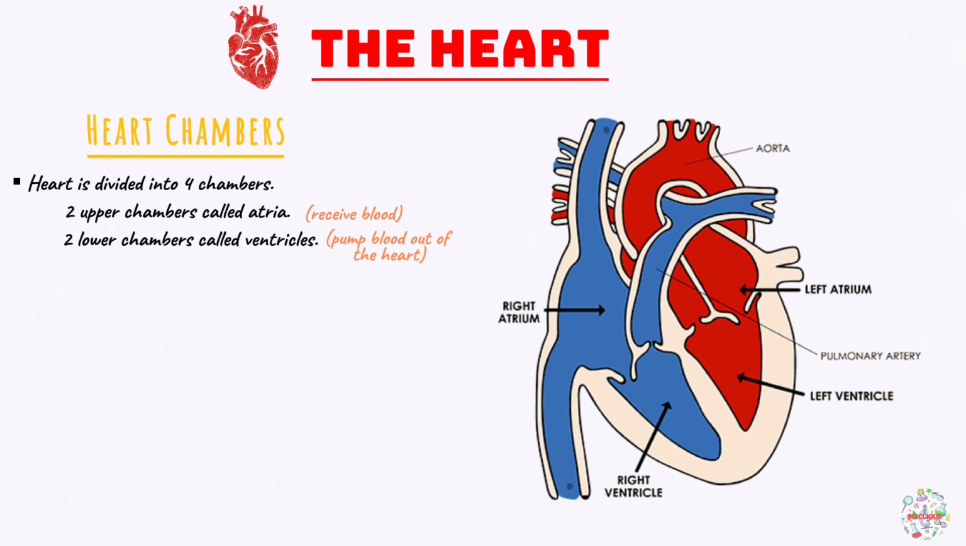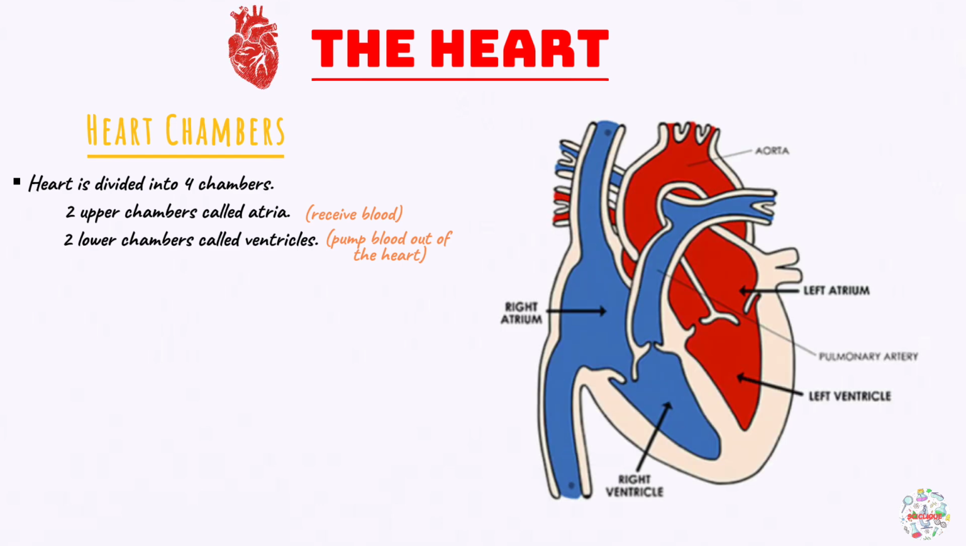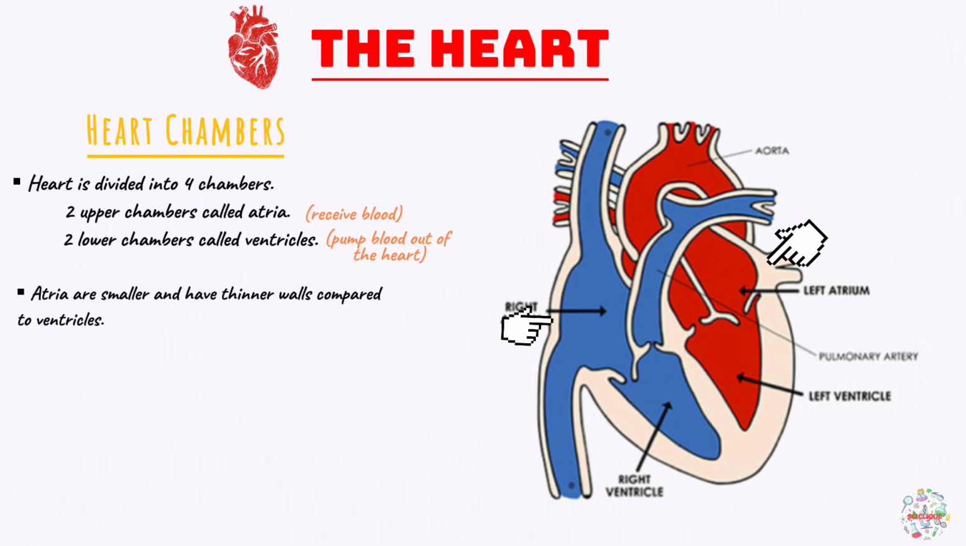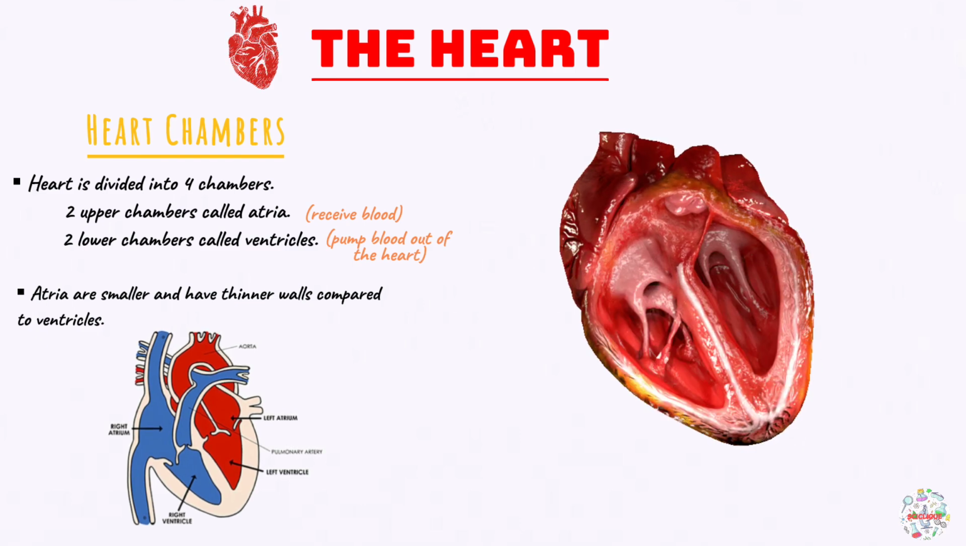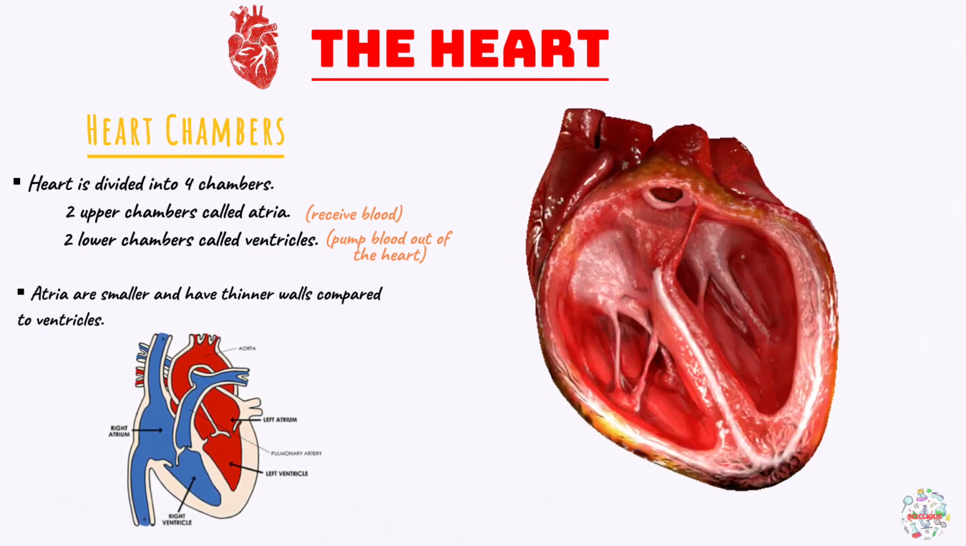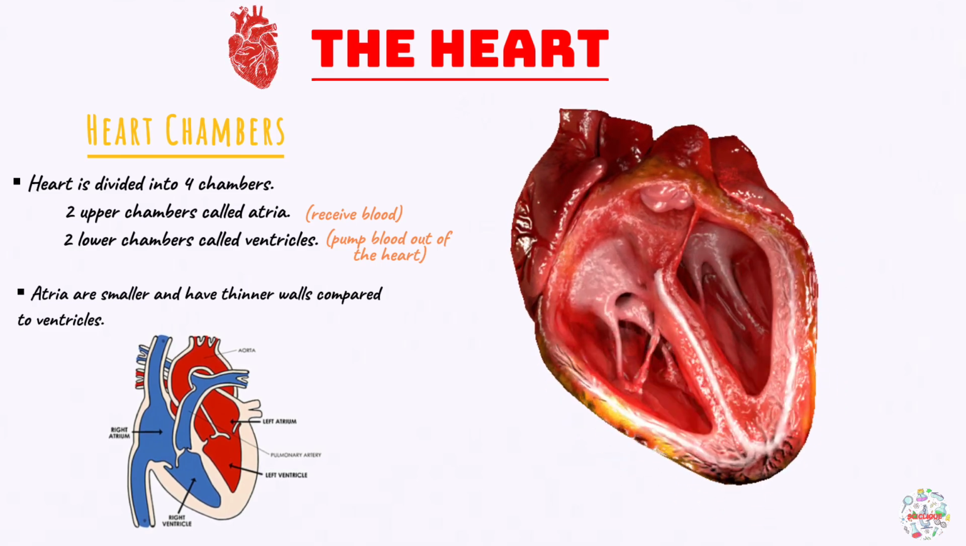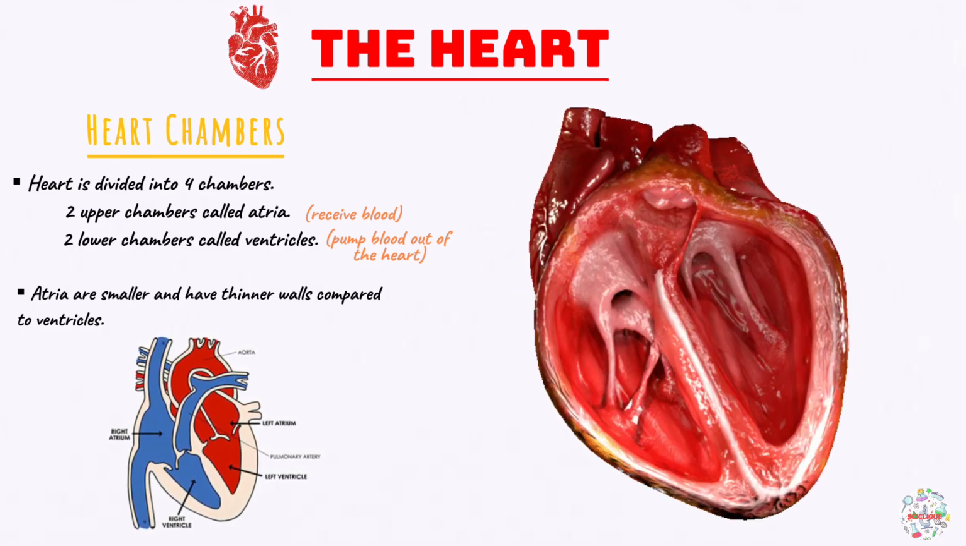Now, I want you to look at the atria and the ventricles. You'll notice 2 main differences. One is that the atria tend to be smaller than the ventricles. And number 2 is that the atria have muscular walls that are also thinner than the ventricles. The reason for this is because ventricles are the ones that pump blood out of the heart, so they need to generate a lot of pressure. And the thick muscular walls ensure that they can do so.